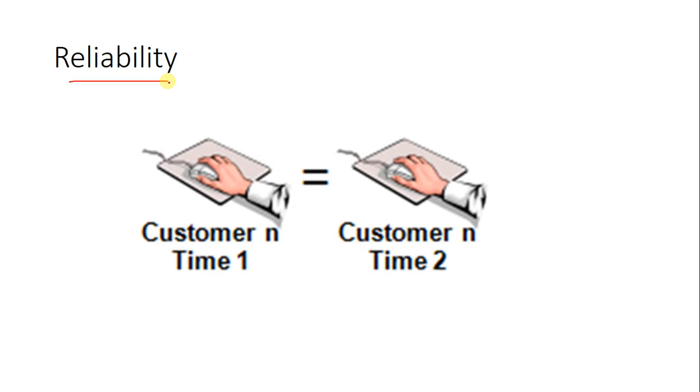So reliability for software is that software should behave exactly the same at time 1 and at time 2. For instance, whatever results the software gives us at time 1, it should give the same results at time 2.